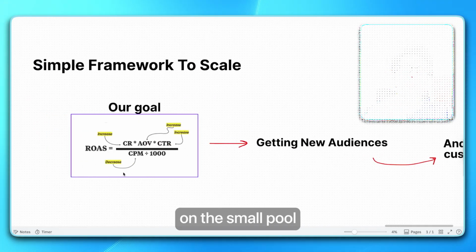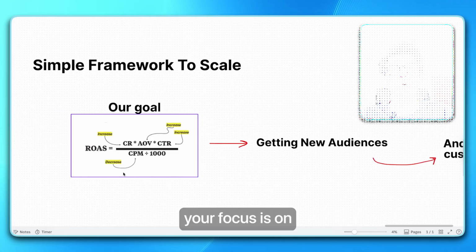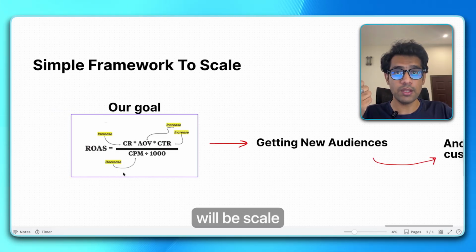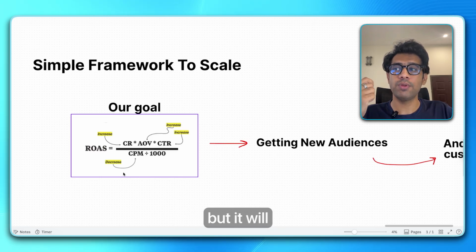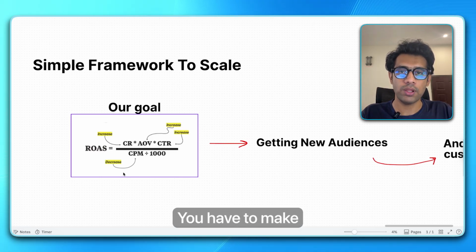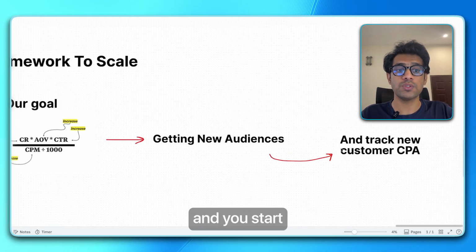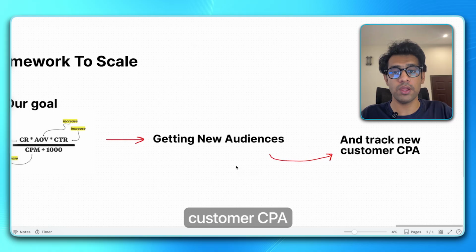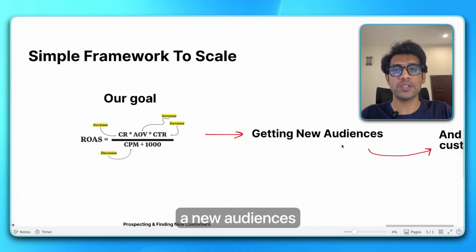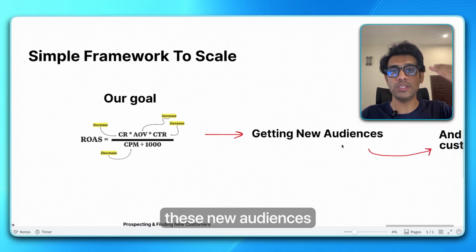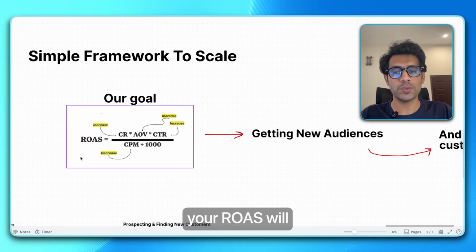If you are just focusing on a small pool of audiences, or only on the engaged audience, your ROAS will be really high, but it will be stable for only a few weeks, right? So what you have to do is make a simple funnel where you start getting new audiences and tracking the new customer CPA. Once you start getting new audiences and understand how to convert them into the funnel, your ROAS will definitely scale up.